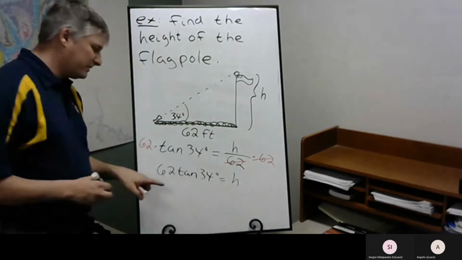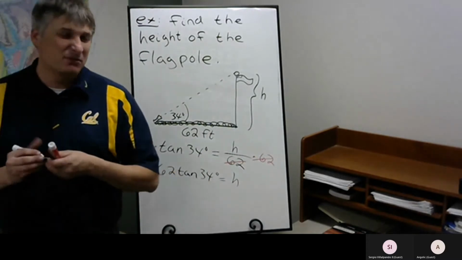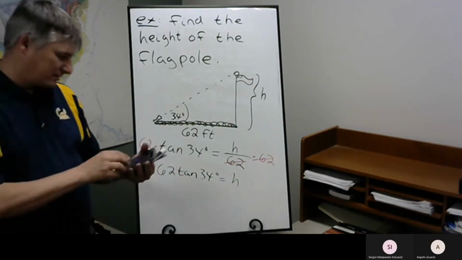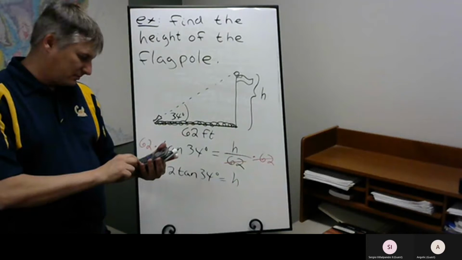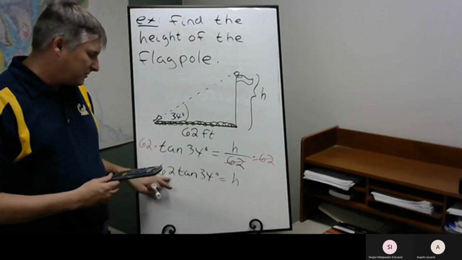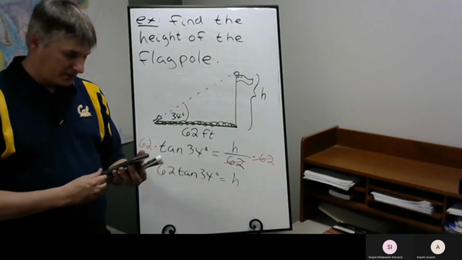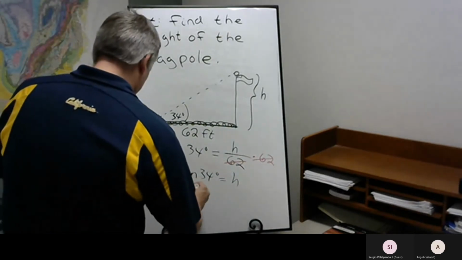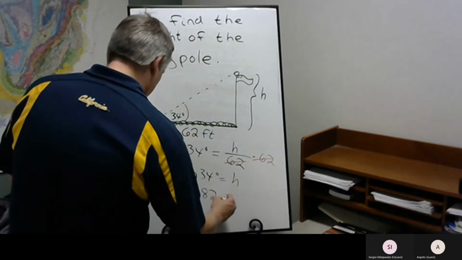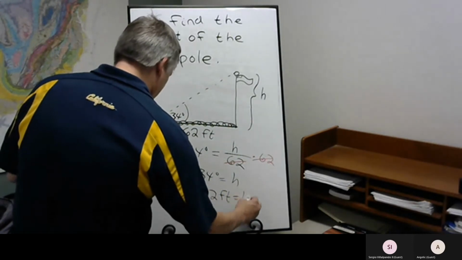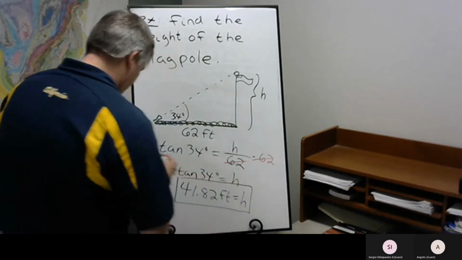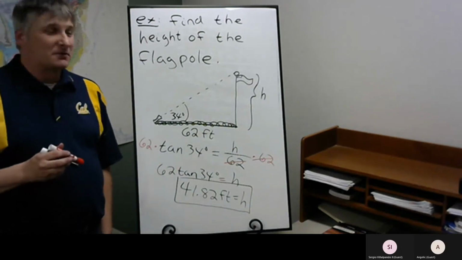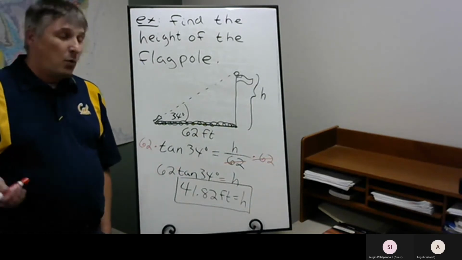Now there's a habit in algebra not to write the multiplication if you don't have to. There's really an implied multiplication there. So if we do 62 times the tangent of 34, and round to the nearest hundredth, you get approximately 41.82 feet. And that's going to be your answer. Questions about that?